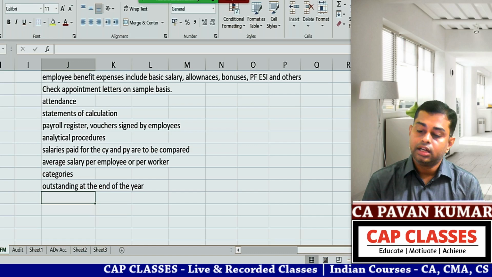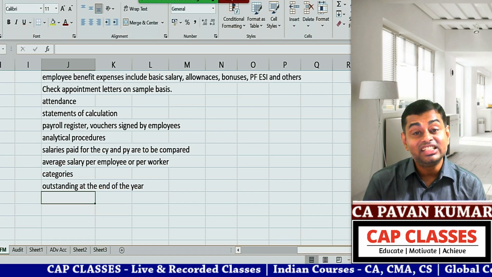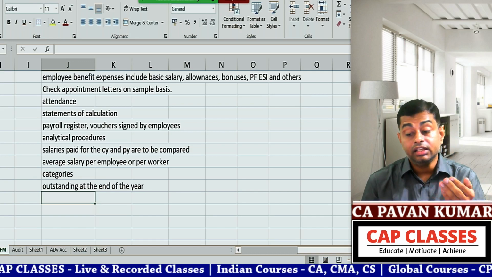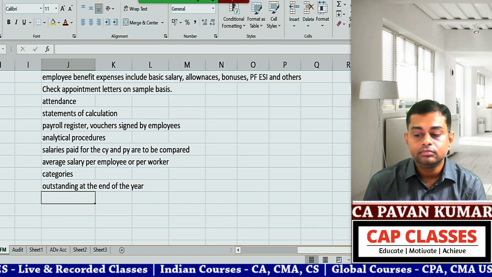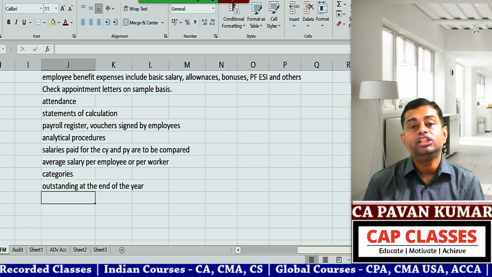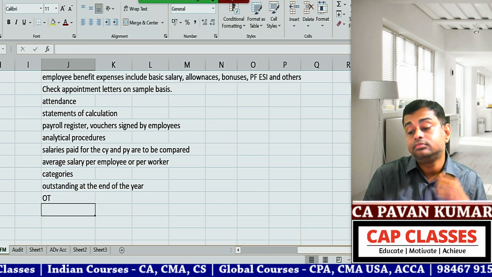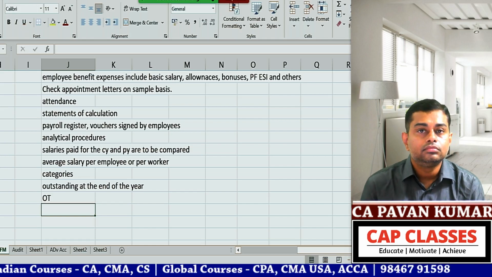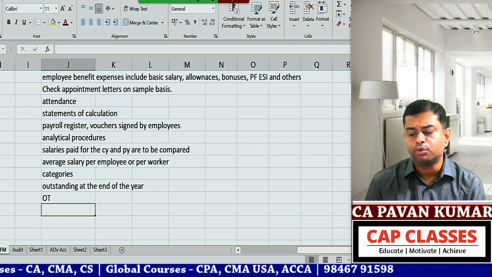Then TDS collections, correct. Salary adjustments in case of theft, correct. Salary adjustments in case of advances given. If the company has given any advance, or some companies will give a housing loan kind of thing also to employees, then you need to check the calculations. Advances given to employees, loans given to employees. OT, overtime, whether overtime is properly authorized or not. 26AS, on sample basis you can verify if you want.